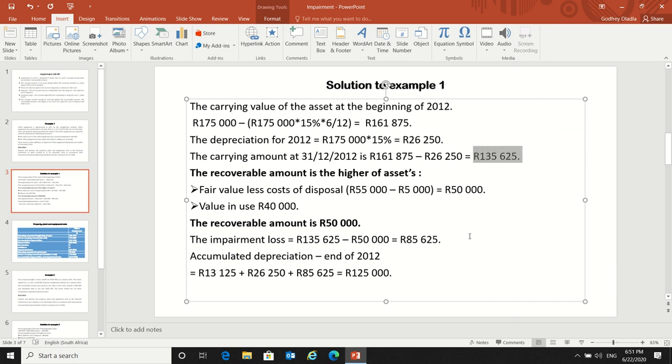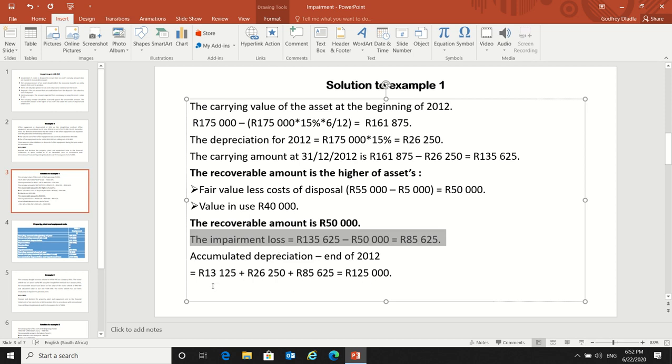So, why are you showing an asset at the carrying amount of 135,625, but you are not going to recover that amount? If you sell that asset now, you're going to get 50,000. If you continue using it, you're only going to get 40. So the asset is impaired. You must decrease that 135 to become 50. How do I do that? I must account for an impairment loss of 85,625. So if I take this 135 and minus 85, it will take me to 50 now. That's how much I will recover.